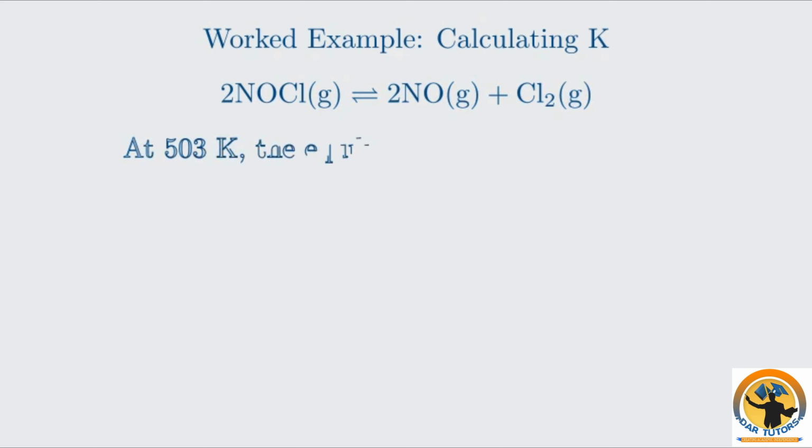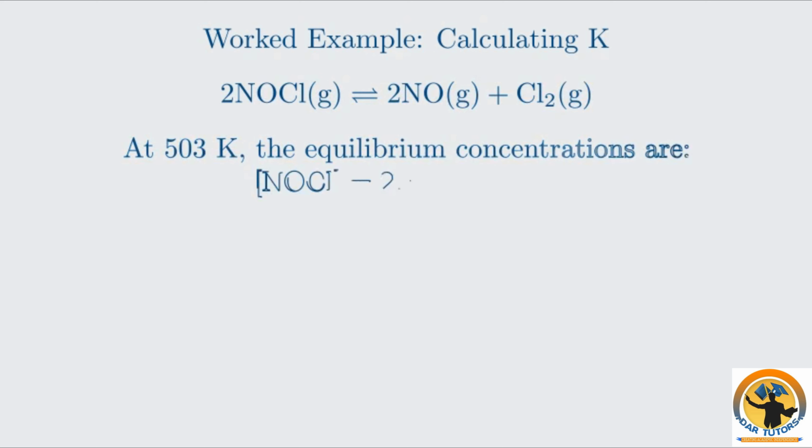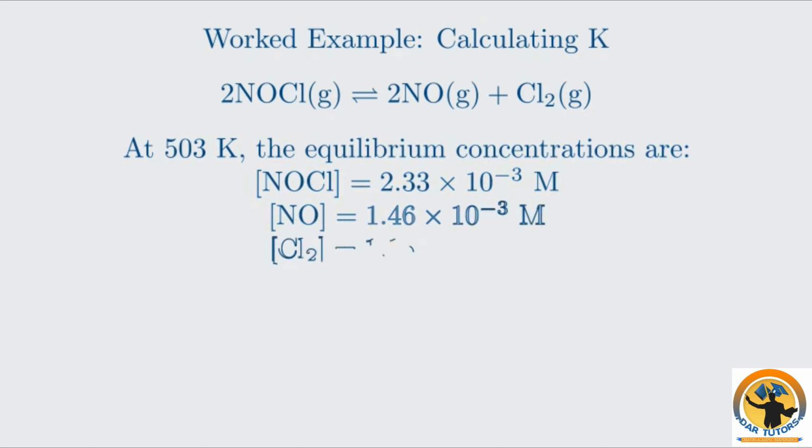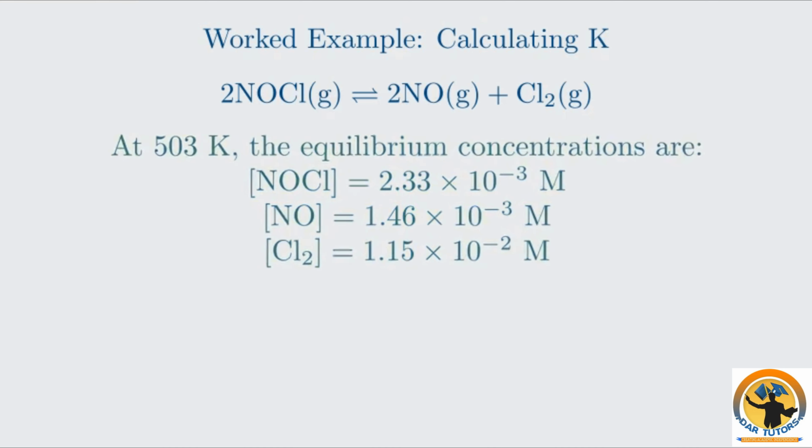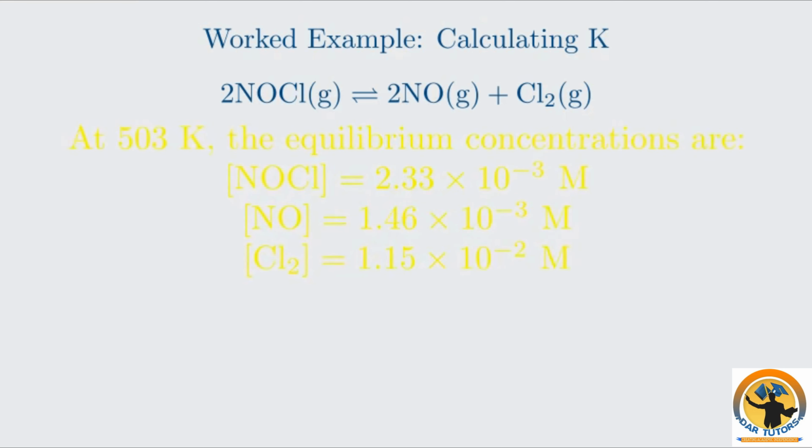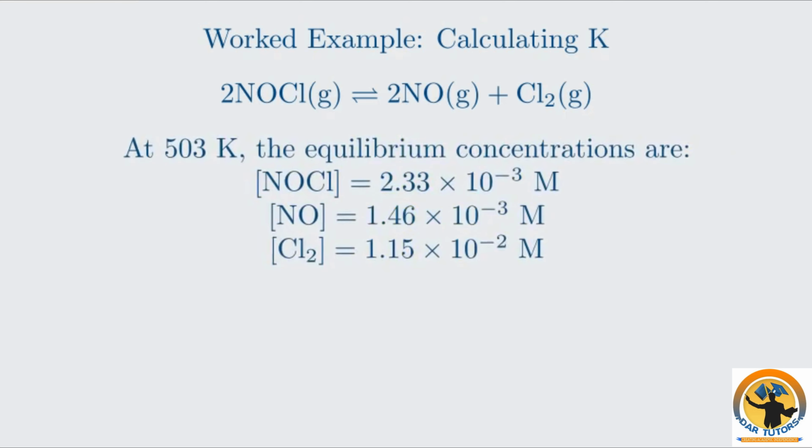At 503 K, the equilibrium concentrations are NOCl, 2.33 times 10 to the minus 3 M, NO, 1.46 times 10 to the minus 3 M, and Cl2, 1.155 times 10 to the minus 2 M. We are given the equilibrium concentrations at a specific temperature, 503 Kelvin. Our first step, part A, is to write the expression for the equilibrium constant K.